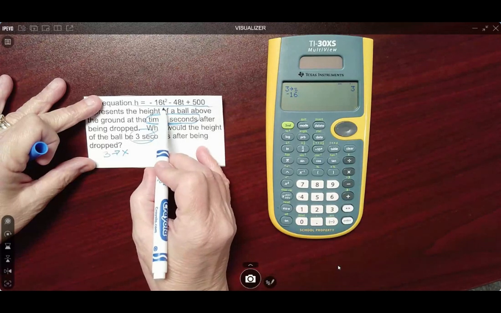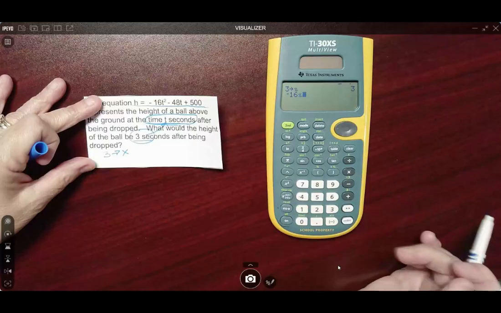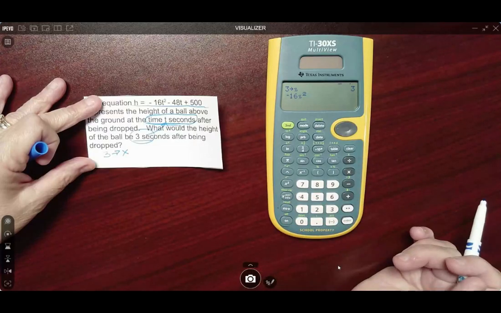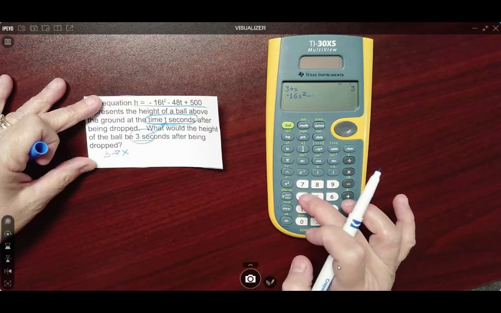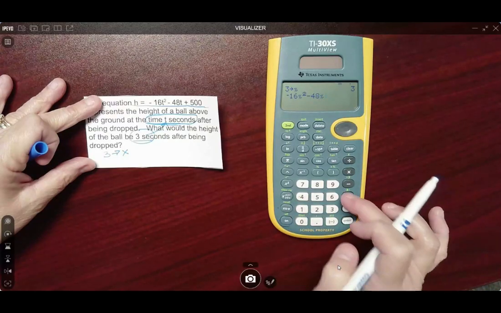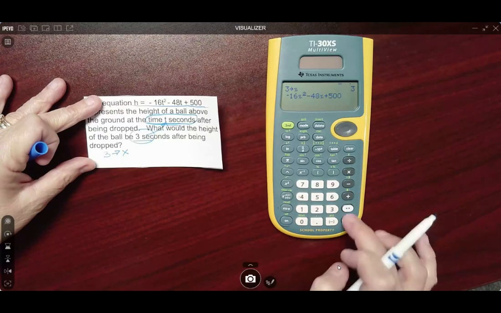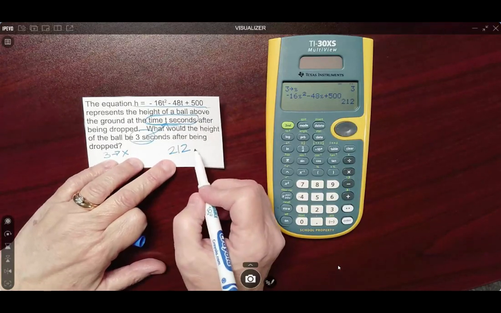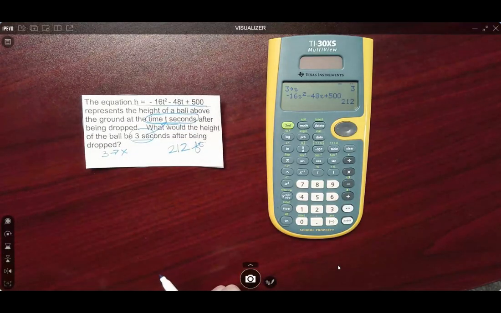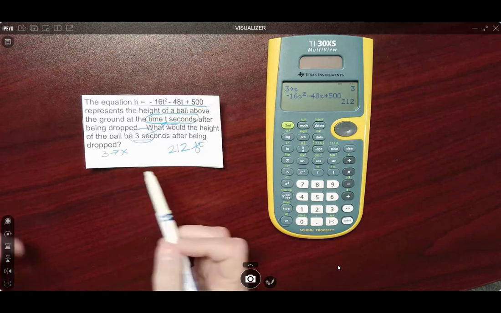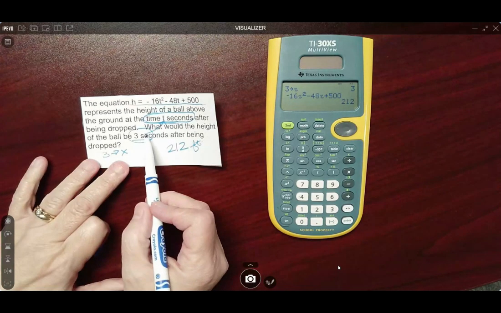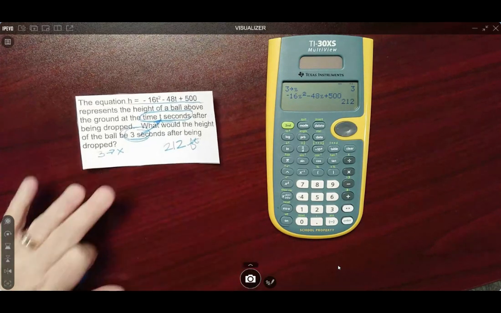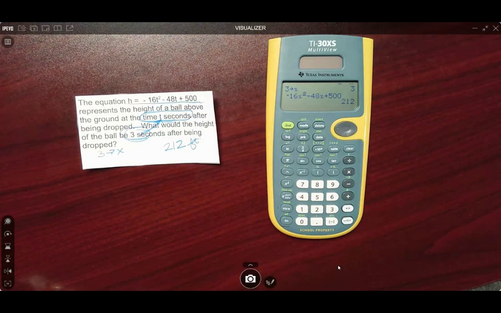-16 x squared. Put our variable x there, and the x squared button puts the exponent. Minus 48x plus 500. And when we hit enter, we find out the height would be 212, probably feet high after being dropped 3 seconds in its flight. If I put 2 seconds, 1 second, we're going to get a different answer. But the question wants to know 3 seconds. So 3 seconds is what we put in for the x or the t.